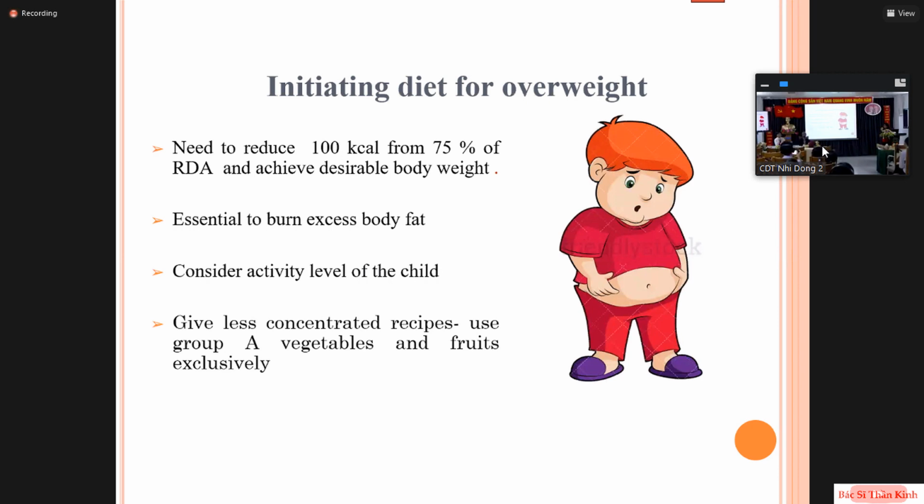Now, how to initiate the diet for overweight patients? So you have to reduce 100 kilocalories from 75% of the RDA to achieve the desirable body weight. It is very essential to burn the excess body fat, and we also have to consider the activity level of the child. In this case, normally we see that the child is accustomed to eating larger portion size. So we try to give less concentrated meals and more bulky food items. We try to recommend more of group A vegetables and fruits, which have a lower amount of carbohydrates, and you get a larger portion size.